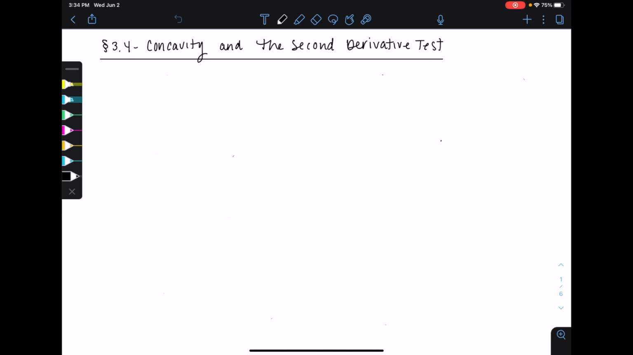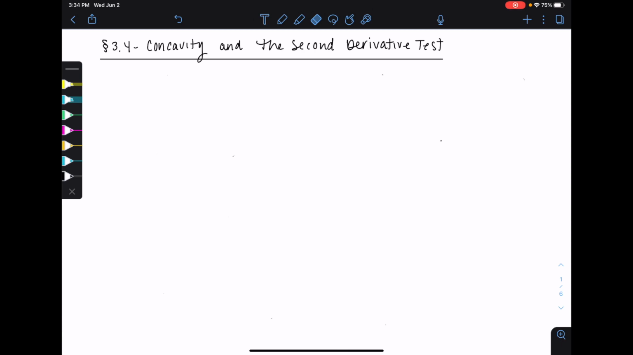So we've seen how the first derivative plays a role in whether a function is increasing or decreasing. Now we want to talk about what is concavity and what is the second derivative test. So ultimately, how does the second derivative give us information about our particular function? So first we have to talk about what is concavity.